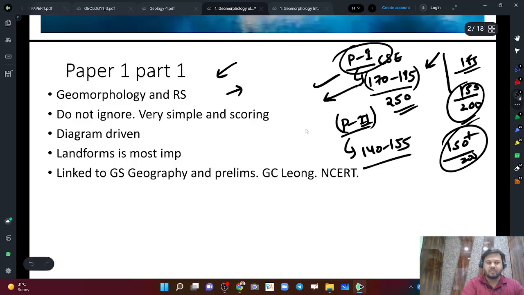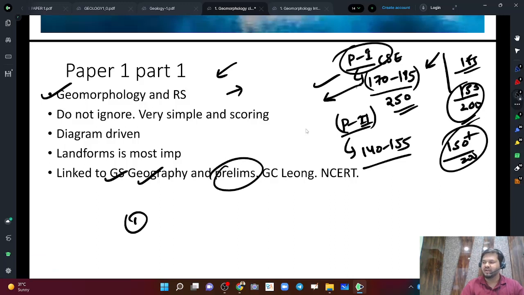The most important thing about geomorphology is, firstly, it is linked with our general studies, GS geography, and directly linked with prelims. In prelims, for the last couple of years, maybe 3 4 years, UPSC is not asking questions on landform, but earlier, before 2015, there used to be 2 to 3 questions directly on landform, related to glaciers, wind and groundwater. UPSC is not asking now, but this does not mean that they will not ask. They can ask, right?